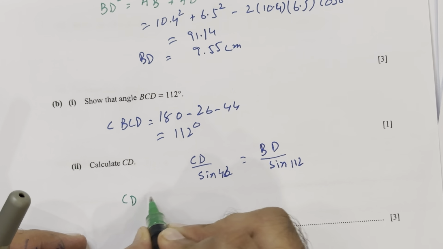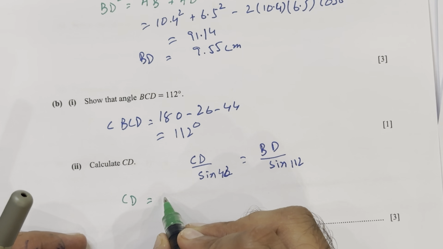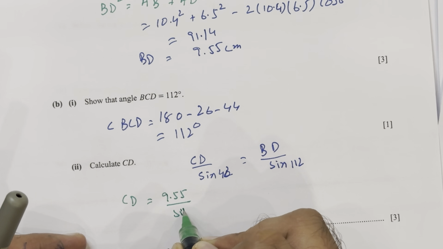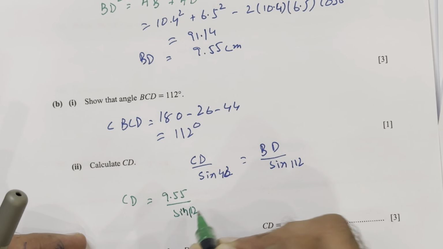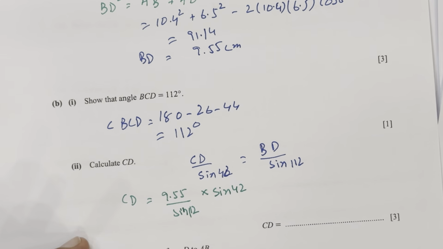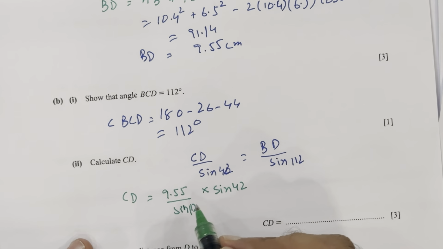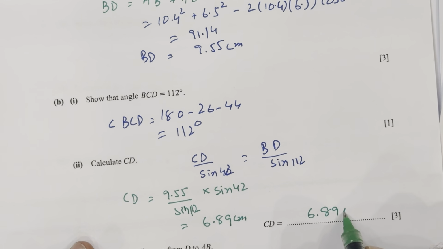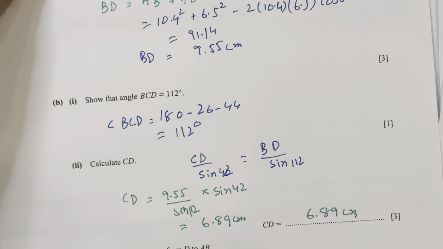So now we can calculate CD. BD has a value of 9.55, sine 112, and multiply by sine 42. After putting those values in the calculator, we get the value of CD, which is equal to 6.89 centimeters. So you can write 6.89 as your answer for the CD.